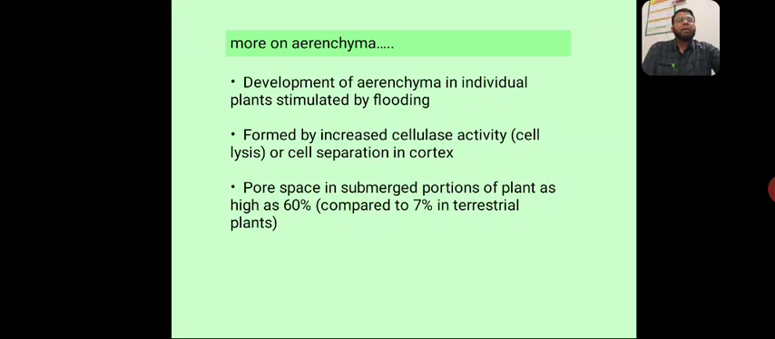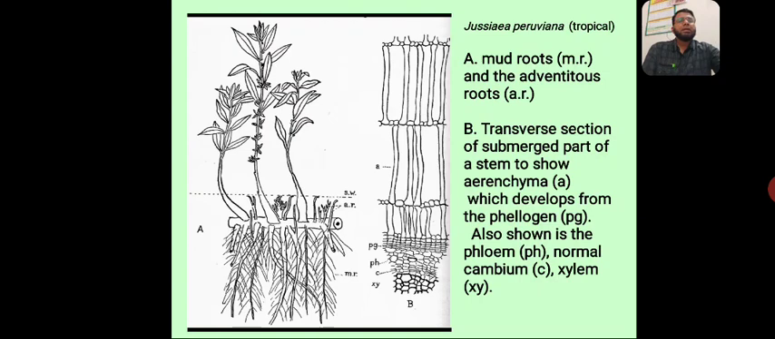Development of aerenchyma in the individual plants, stimulated by floating, formed by increased cellular activity or cell separation in the cortex. Pore space in the submerged portion of the plant is as high as 60% compared to 7% in terrestrial plants. So see here, there are morphological and anatomical changes going on in the plant to survive in the water without any harm to the plants.